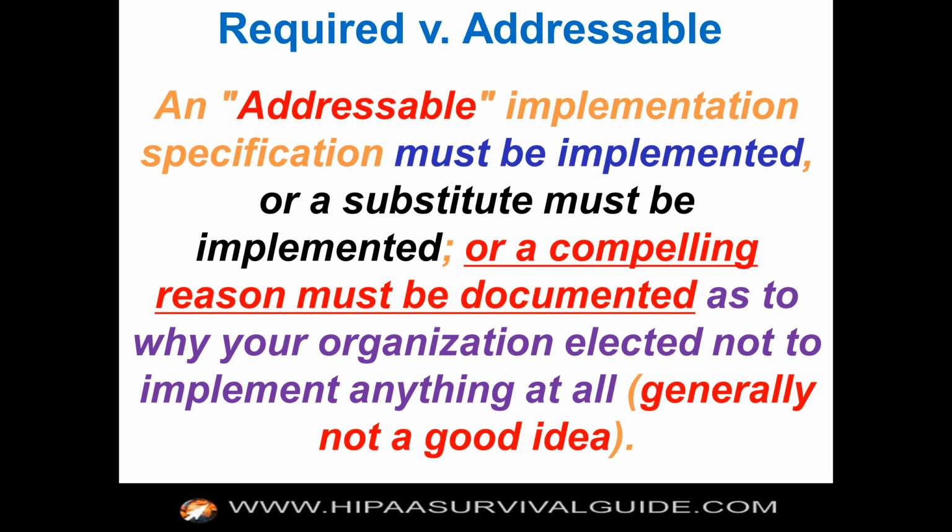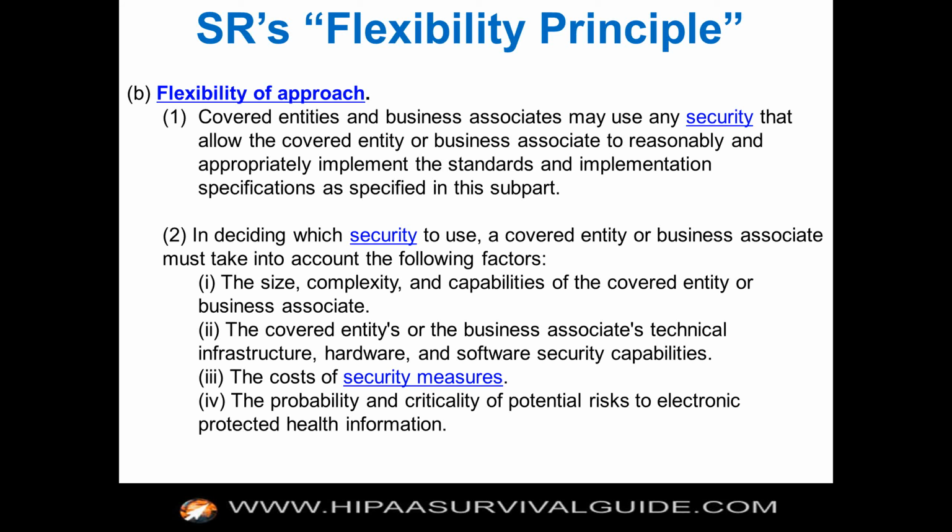Okay. Under the security rule's general rule, I'm doing this from memory, but I believe 164.306 is the general rule. There's something called the flexibility approach, okay? And it states as follows. Covered entities and business associates may use any security measures that allow the covered entity or business associate to reasonably and appropriately, and these are the weasel words that are used throughout the security rule, reasonably and appropriately implement the standards and implementation specifications as specified in this subpart. In deciding which security measures to use, that's a little odd phraseology, but this is word for word what the regulation says. So in deciding which security measures to use, a covered entity or business associate must take into account the following factors. Notice it says must.